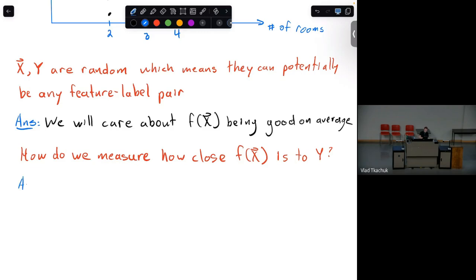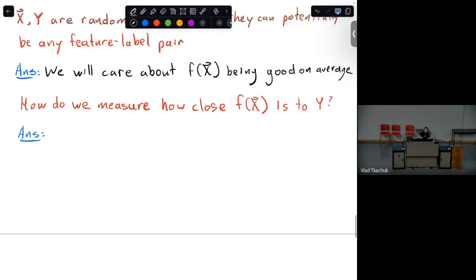So we need some way to measure how close these things are. And that measure is what we call a loss function.